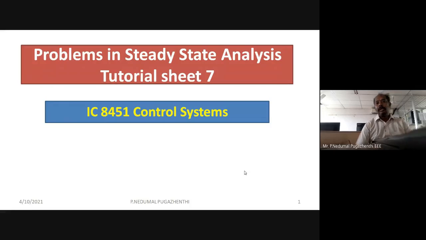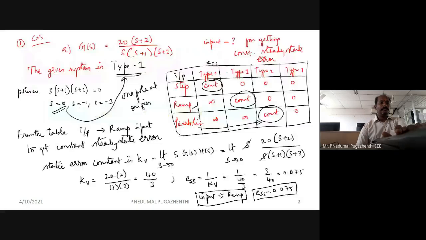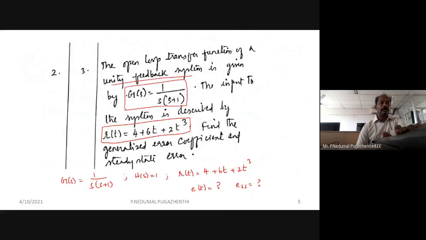Yesterday we solved a few problems from tutorial sheet number 7 related to steady state error analysis. Okay, steady state error analysis. And today we will see two more problems.